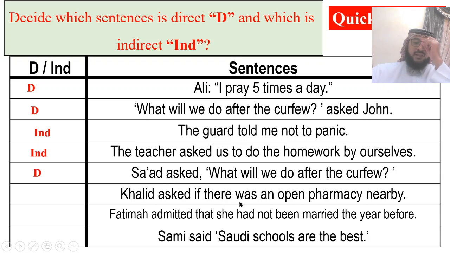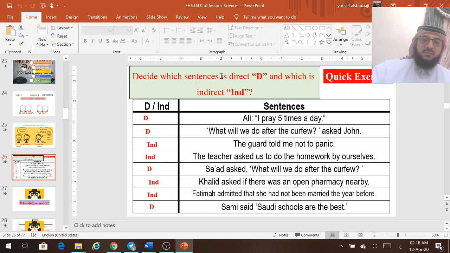Khalid asked if there was an open pharmacy nearby. 1 2 3 indirect. Fatima admitted that she hadn't been married the year before. ما تزوجت قبل سنة. Admitted اعترفت. 1 2 3 indirect. Sami said Saudi schools are the best. المدارس السعودية هي الأفضل. 1 2 3 direct. Excellent.